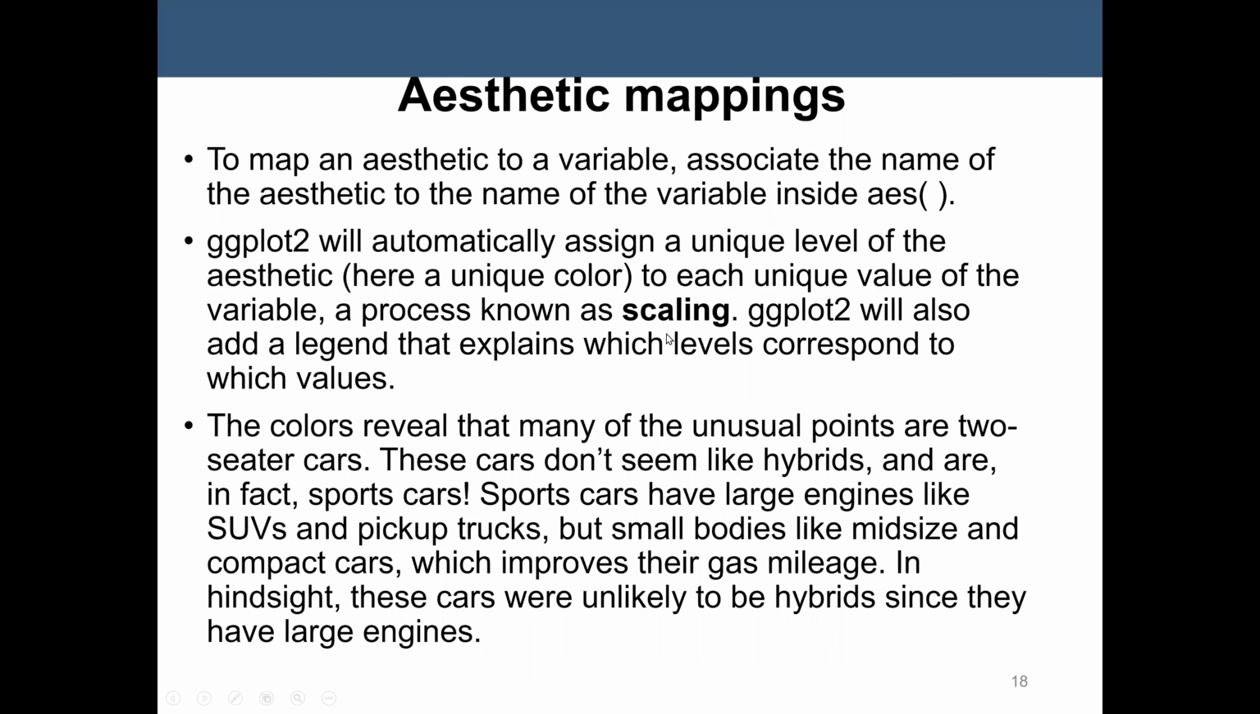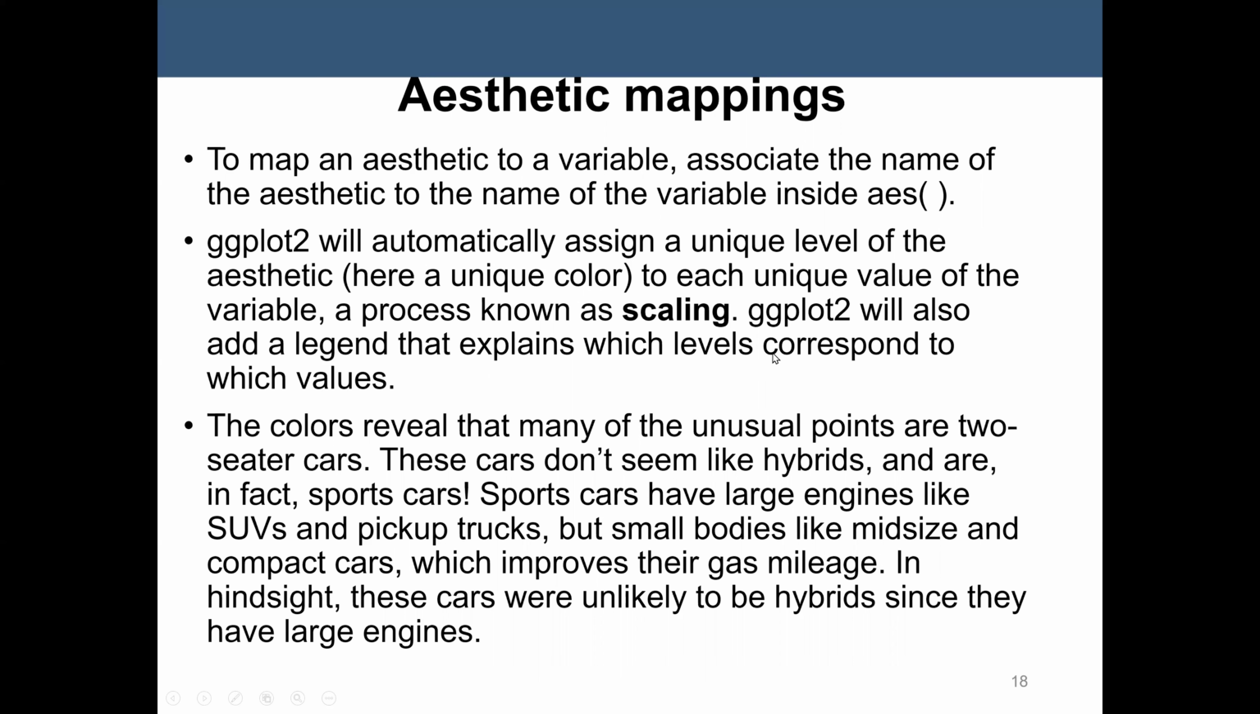So to map an aesthetic to a variable, first we need to associate the name of the aesthetic to the name of the variable that we are matching to inside the aes function, again, aesthetic function. Then ggplot2 will automatically assign a unique level of the aesthetic, or a unique color, to each unique value of the variable. And here we see a process known as scaling. The ggplot2 package will also add a legend that displays which level corresponds to which values.